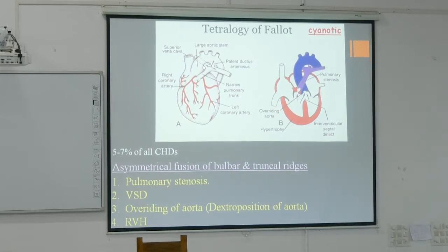That is happening because of the asymmetrical fusion of the bulbar and truncal ridges. So these problems are pulmonary artery stenosis, VSD, overriding of the aorta, and right ventricular hypertrophy. In short, we call them tetralogy of Fallot, which is another kind of commonly occurring cardiac defect, which is a cyanotic variety.